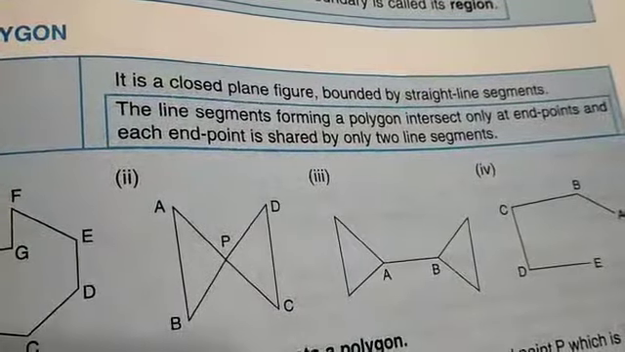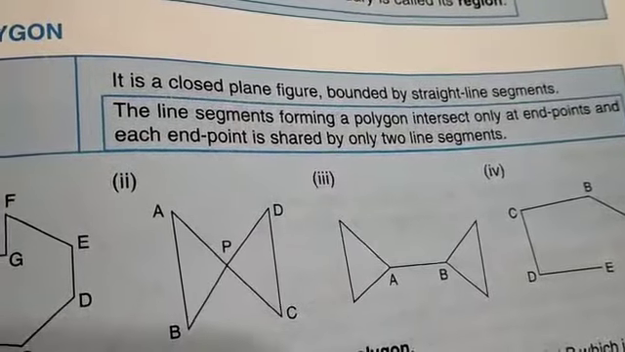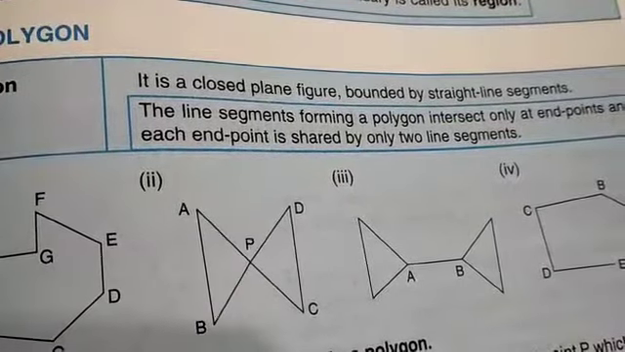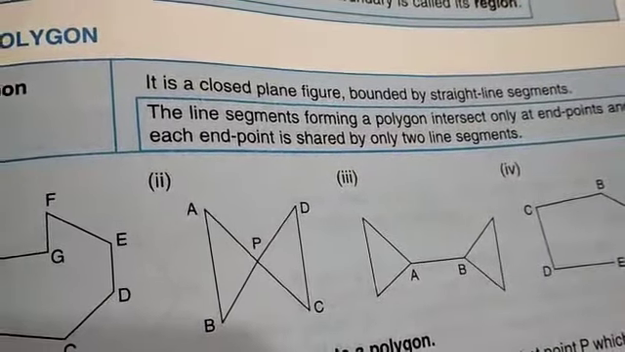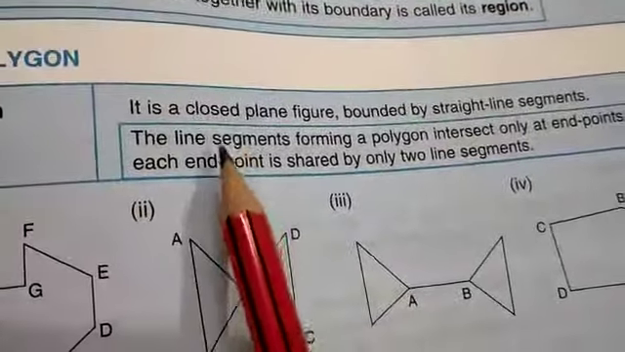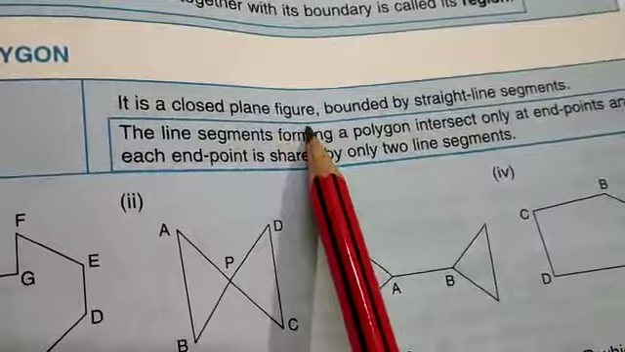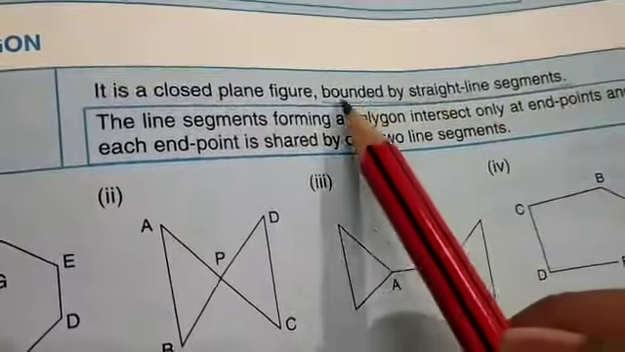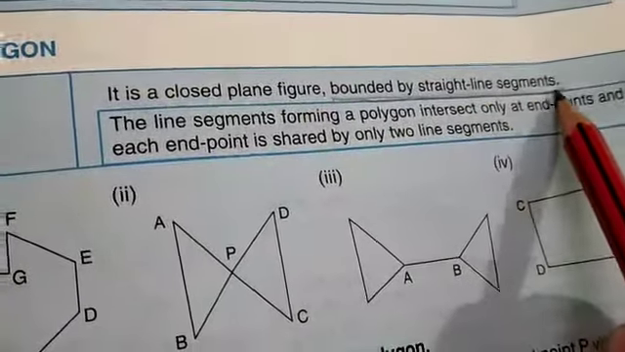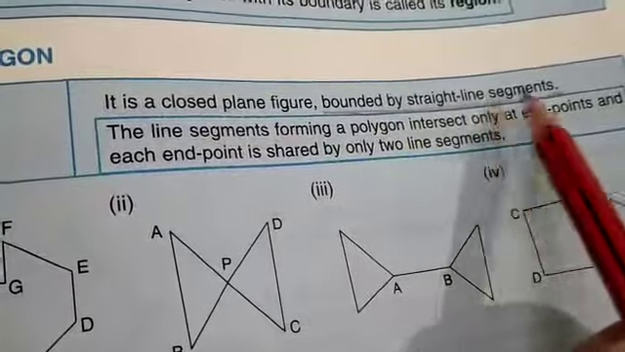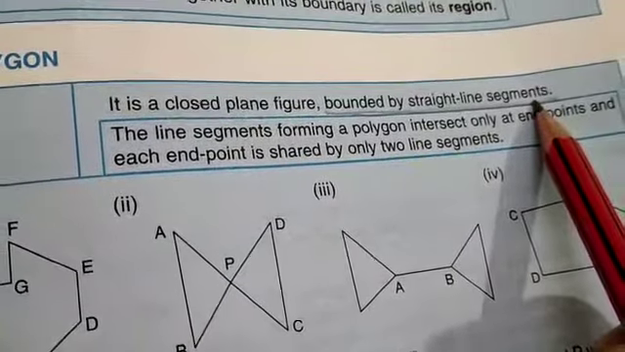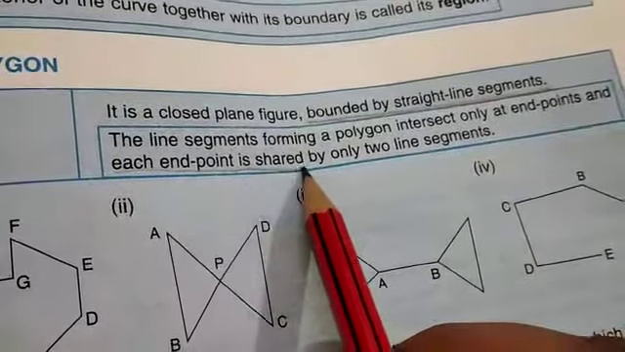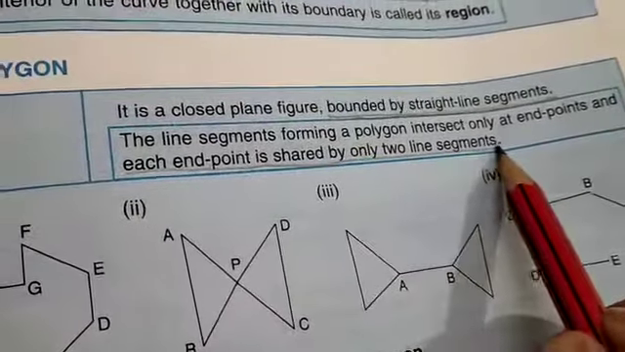Now see children, in your book you can underline these two lines, and on the basis of these two lines you can easily identify whether the given figure is polygon or not. So see what the first point is. It is a closed plane figure. It is completely closed, bounded by straight line segments. You also underline in your book. Bounded by straight line segments, and each end point is shared by only two line segments.